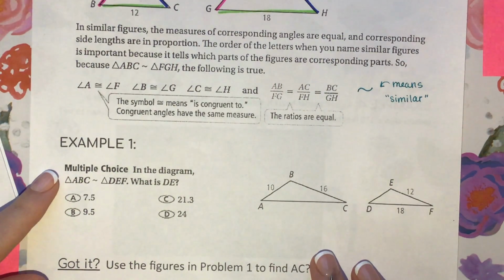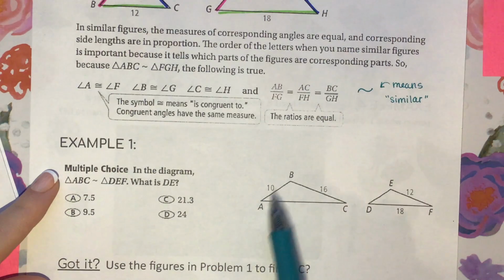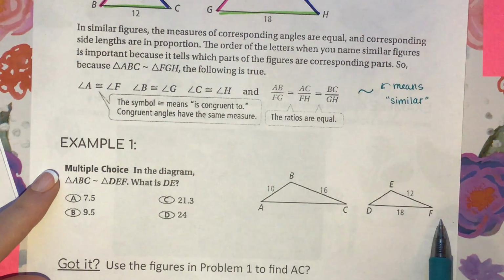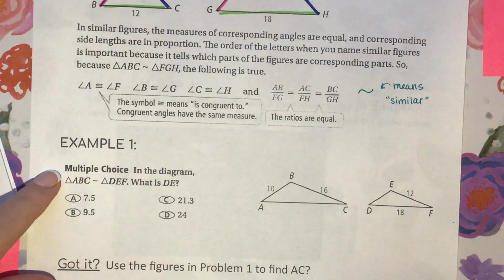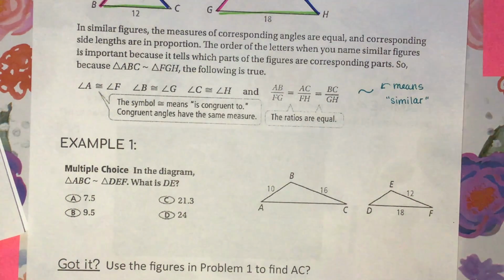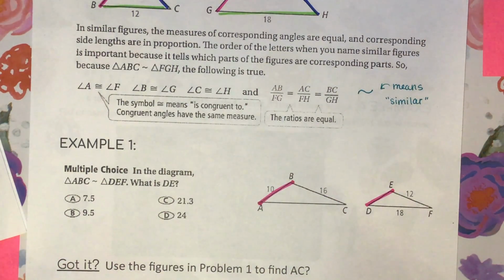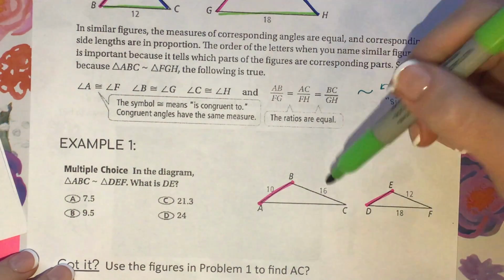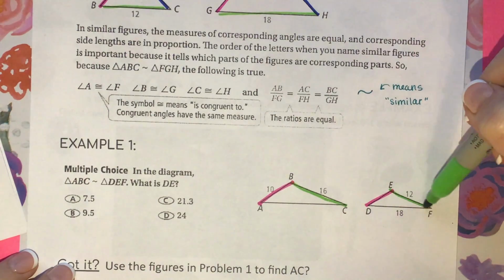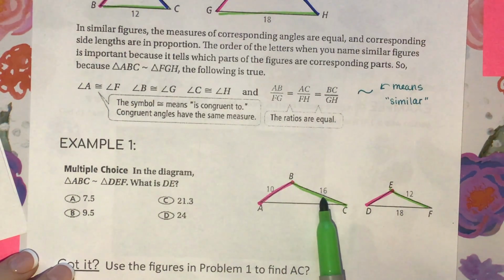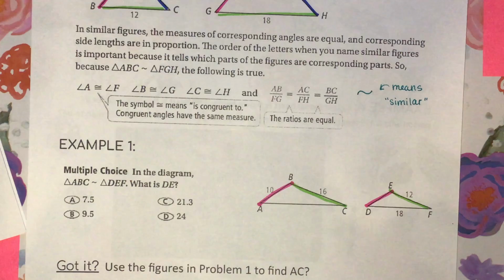So let's look at example 1 and put this into action. It's a multiple choice, and it says in the diagram, triangle ABC is similar to triangle DEF. What is DE? So what I'm trying to do is figure out the length of the segment from D to E. So I'm going to color code that D and E corresponds with A and B. And then I'm going to find another side that I can compare that to. I'm going to choose BC and EF. The reason I'm doing that is because these are the two sides that I have information about for both of them. So that's why I need to use them, because then I'll be able to compare them.